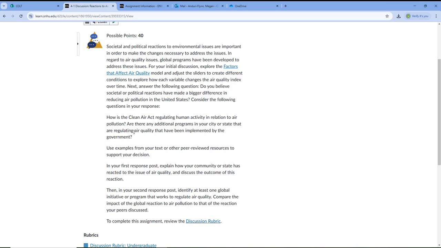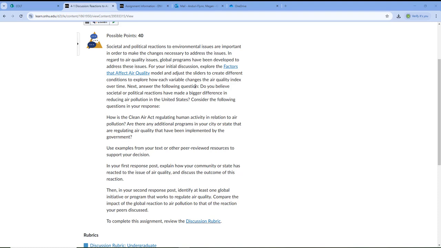If not, you can look at the local level, like your city. Does your city have any regulations? Okay. And for the board post, it should take a couple paragraphs. So first you're describing what you learned about societal and political reactions at the federal level, and then how it relates to your local level.